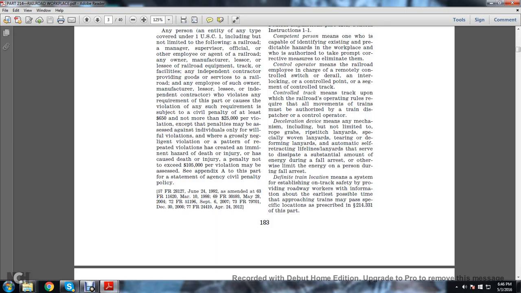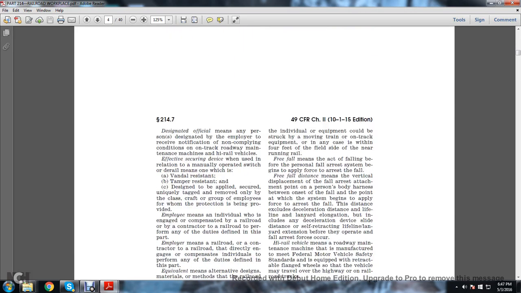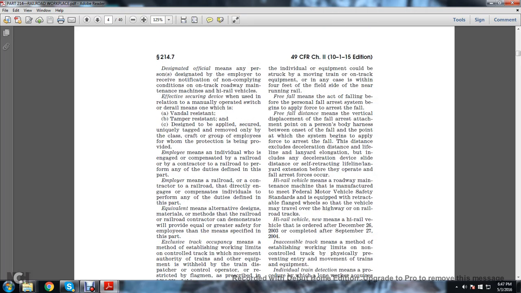Definite train location means a system for establishing on-track safety by providing road workers with information about the earliest possible time an approaching train may pass specific locations, prescribed in 214.331 of this part. Designated official means any person designated by the employer to receive notification of non-compliant conditions on the track, roadway, maintenance machines, and high rail vehicles. Effective securing device, when used in relation to a manually operated switch or derail, means one that is vandal resistant, tamper resistant, and designed to be applied, secured, tagged, and removed only by the class, craft, or group of employees for whom protection is being provided.